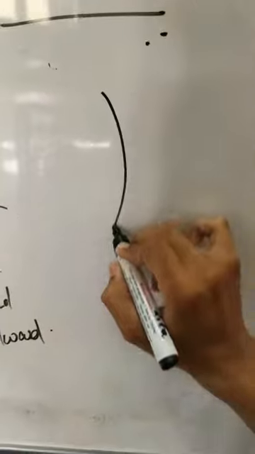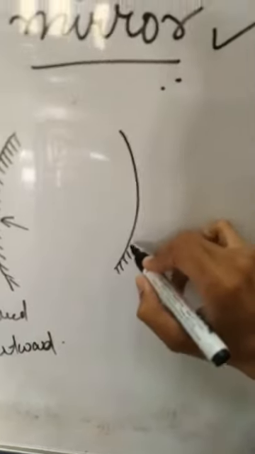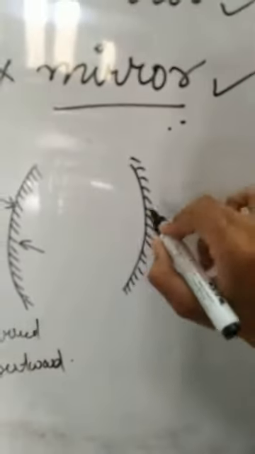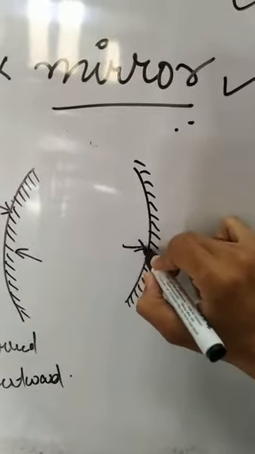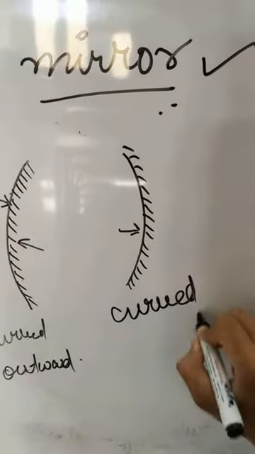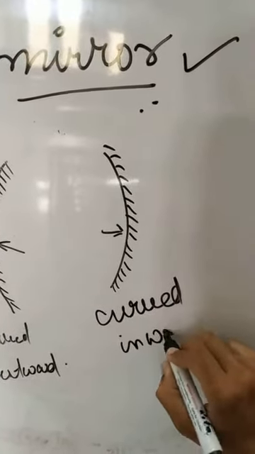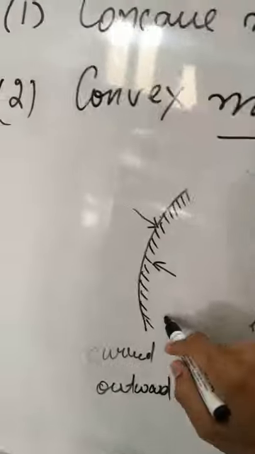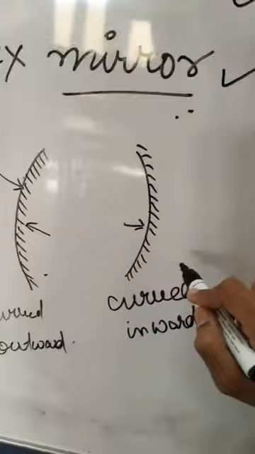And this is curved inward. The reflecting surface is curved inward. The reflecting surface of a spherical mirror can be curved outward or curved inward.